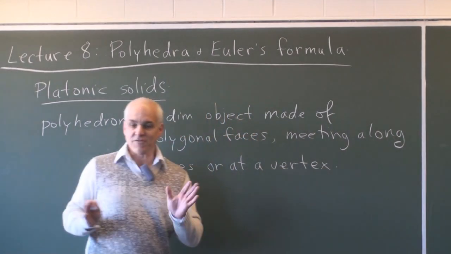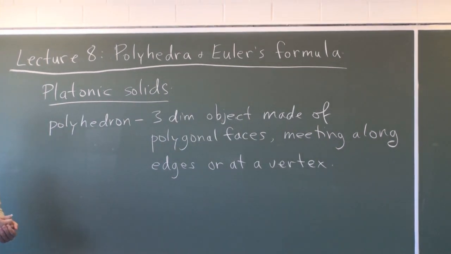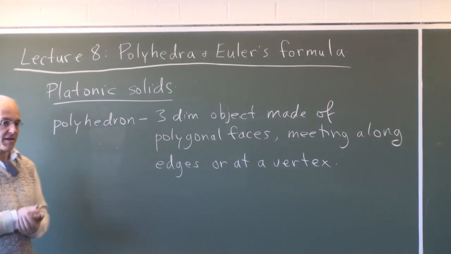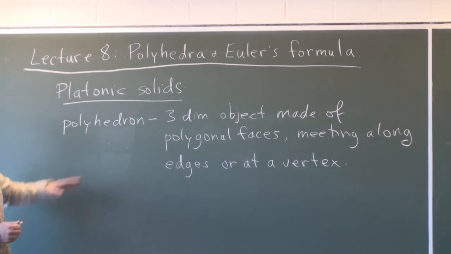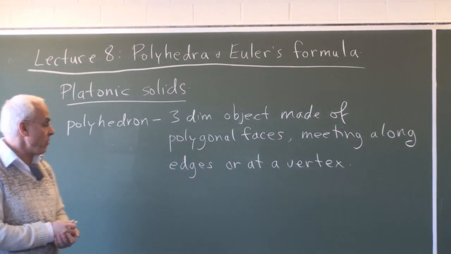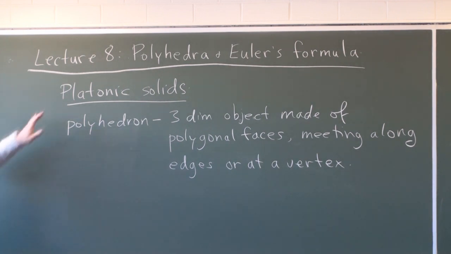And there are a lot of different types of polyhedra, and we're going to talk about some of them in this lecture. And we're going to especially be interested in polyhedra which are roughly topologically the same as a sphere. And for those, we're going to establish Euler's fundamental formula between the number of vertices, edges, and faces. So let's talk about the Platonic solids.